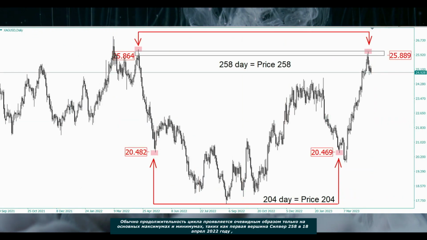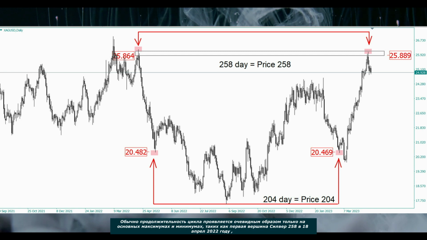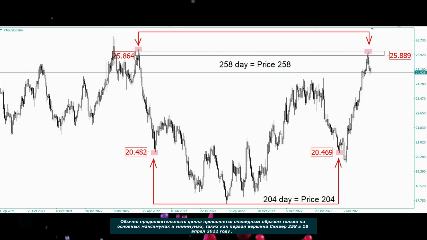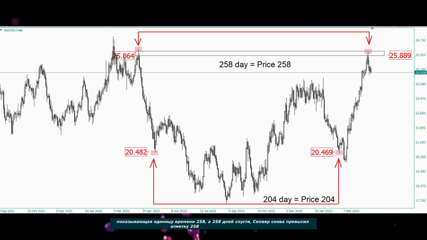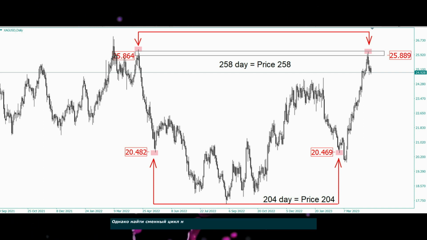Usually, the cycle duration manifests itself in an obvious way only at major highs and lows, such as the first peak of silver at 258 on April 18, 2022, showing a unit of time of 258, and 258 days later, silver again exceeded the mark of 258, on April 14, 2023. From this high, the low was reached in May 2022 at 204, indicating a unit of time of 204, and 204 days later, silver was reached again in February 2023 at 204. However, it is not always so easy to find a repeating cycle.